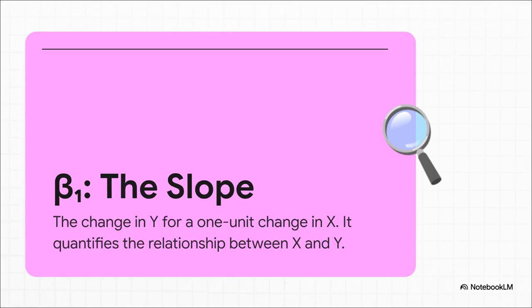And this brings us to beta 1, the slope. Honestly, this is the real engine of the whole formula. The slope tells us exactly how much our prediction y is going to change for every single 1 unit increase in x. This number is what truly captures the relationship between our two variables.